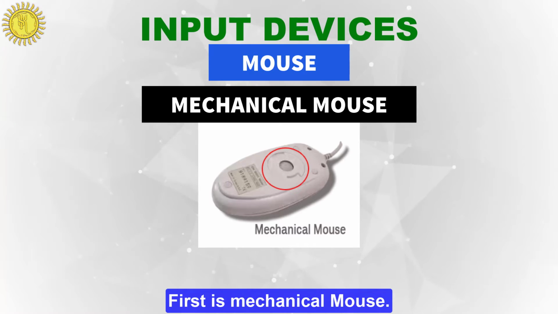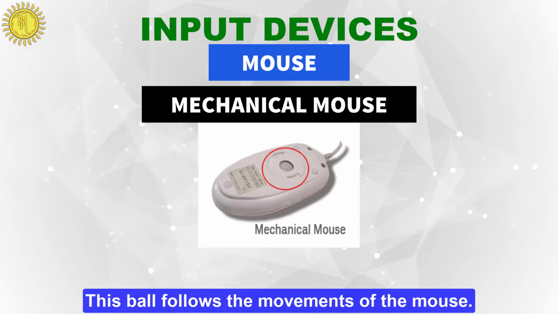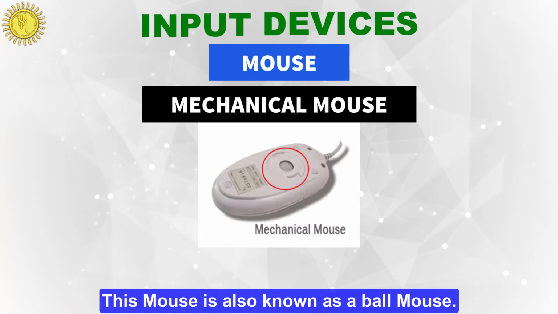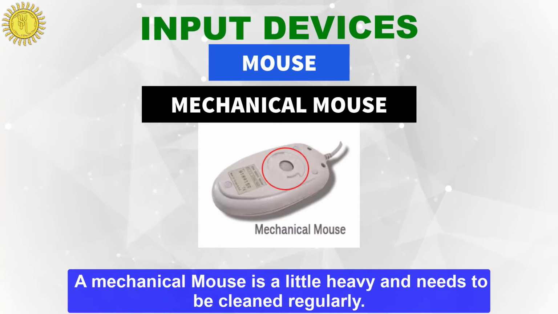First is mechanical mouse. It has a movable control ball. This ball follows the movements of the mouse. This mouse is also known as a ball mouse. A mechanical mouse is a little heavy and needs to be cleaned regularly.